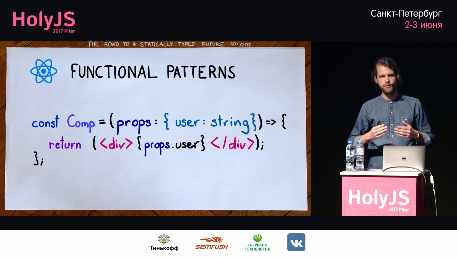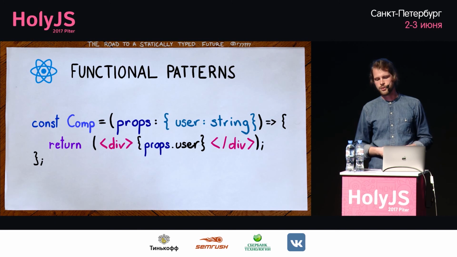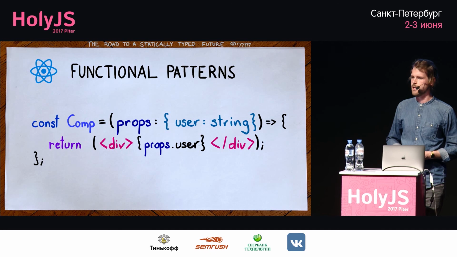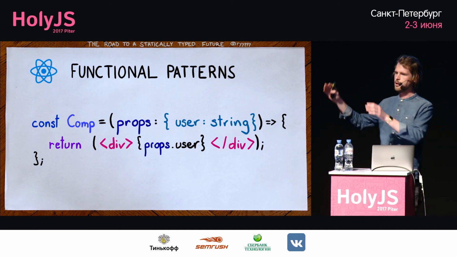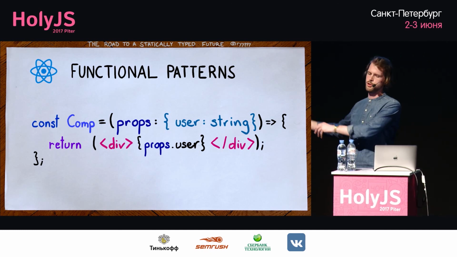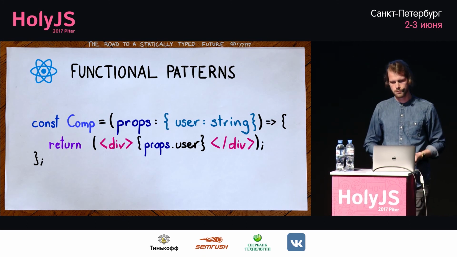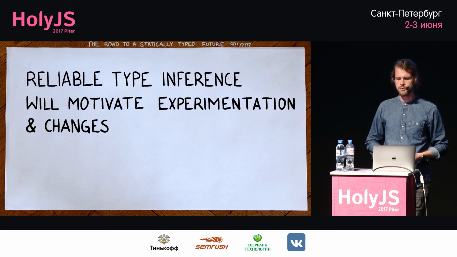So what we have is a function here which takes a props parameter, which is an object type with a user attribute, which is a string. And then it returns some JSX. So the pure function says, give me some object and return some JSX. And this is really nice for Flow. Reliable type inference will motivate experimentation and changes.